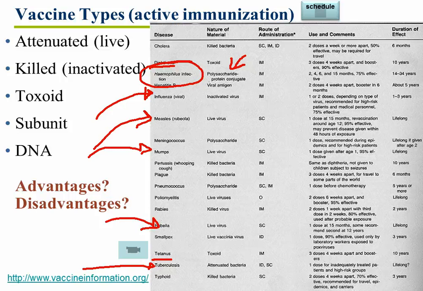You're injected with it, and you make an antibody against the capsule. If you ever come in contact with this particular capsule for Haemophilus, you are protected. Your immune system has already seen it. Another example is a meningitis capsule vaccine.